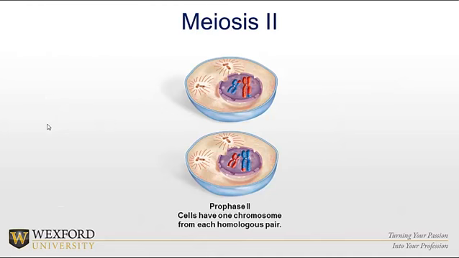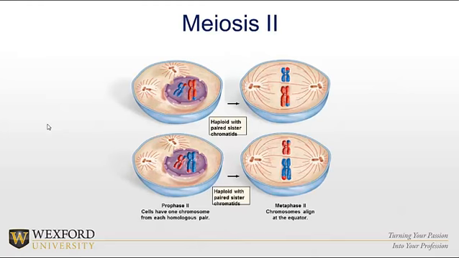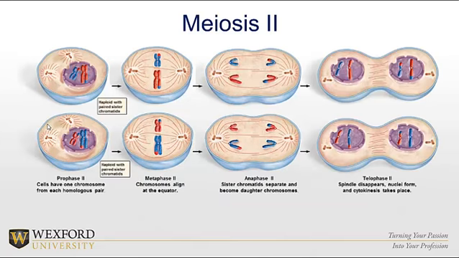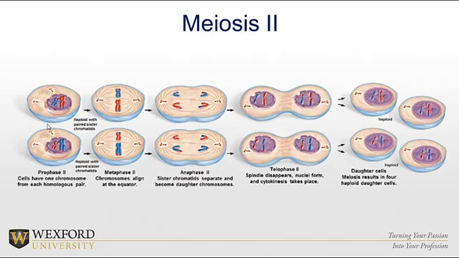So here's prophase 2. Cells have 1 chromosome from each homologous pair. That's what I meant to say, excuse me. And now, remember we started with 2. Then we enter metaphase 2, so they line up at the equator. Then we have anaphase, they separate. Once again, this should look very similar to mitosis at this point. Telophase 2, the spindle disappears, once again just like mitosis, and cytokinesis will take place. And what do we end up with?